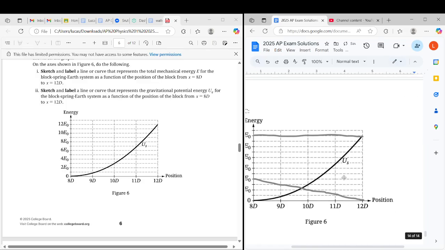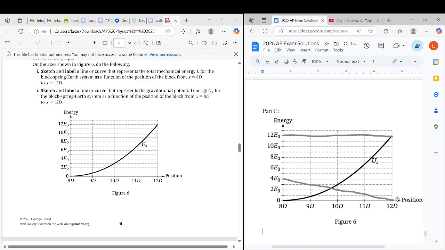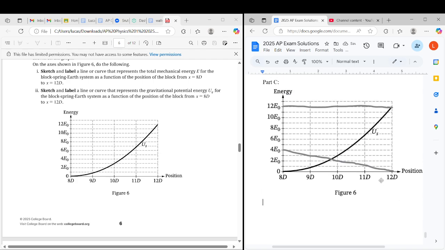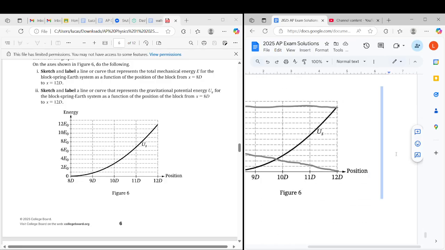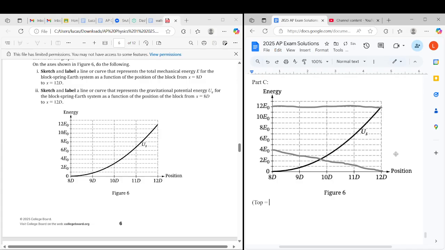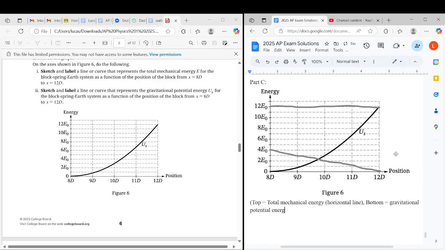So I can just copy paste my graph here for part C. And you can see that it's a straight line for total mechanical and then for gravitational the other one. So I'll just label it that way. Total mechanical energy is the horizontal line. Bottom is gravitational potential energy with a negative slope.